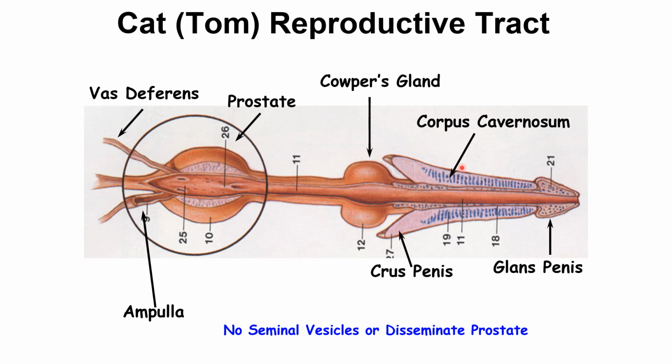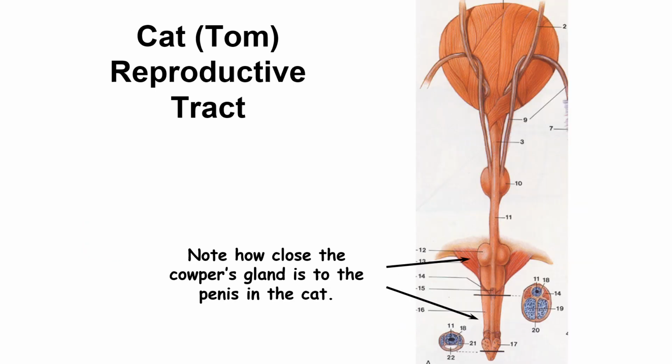And when we compare the penis of the tom to the other livestock animals, it is not that large compared to the other animals. Another feature of the reproductive tract of the tom is the proximity or the closeness between the Cowper's gland of the animal and the penis.